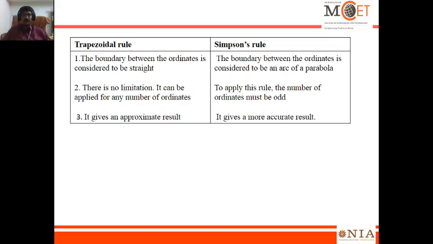Comparison between these two rules. Predominantly these two rules are used in the major fields. In trapezoidal, the boundary between the ordinates is considered to be straight. Here the boundary between the ordinates is considered to be a parabola. There is no limitation, it can apply for any number of ordinates. Here odd ordinates must be there. It gives an approximate result, while this gives a more accurate result, right? This is the comparison between these two methods.